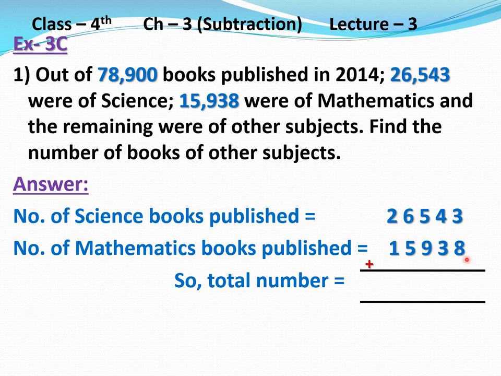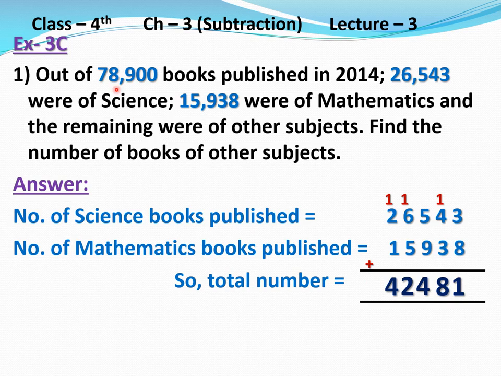We will do addition. See, 3 plus 8, 11. Write 1 here and 1 carry. 1 plus 4, 5 plus 3, 8. Write 8 here. 5 plus 9, 14. Write 4 here and 1 carry. 1 plus 6, 7 plus 5, 12. Write 2 here and 1 carry. 1 plus 2, 3 plus 1, 4. Write 4 here. So total number of science books and mathematics books equal to 42,481.